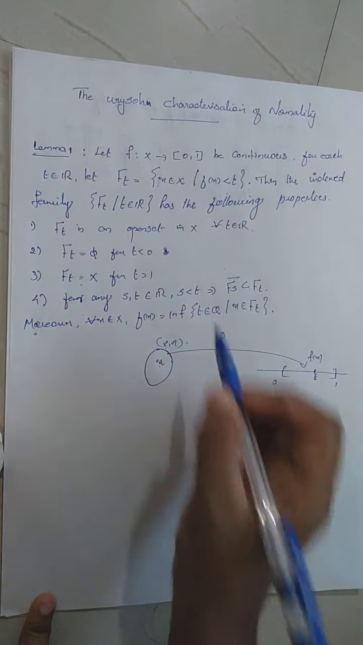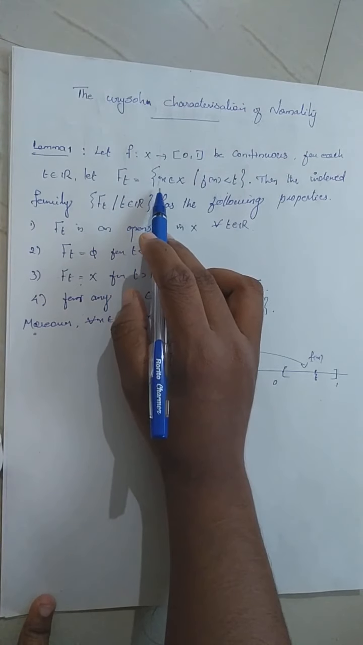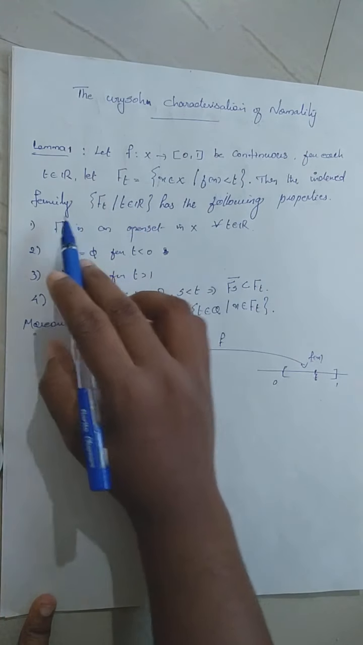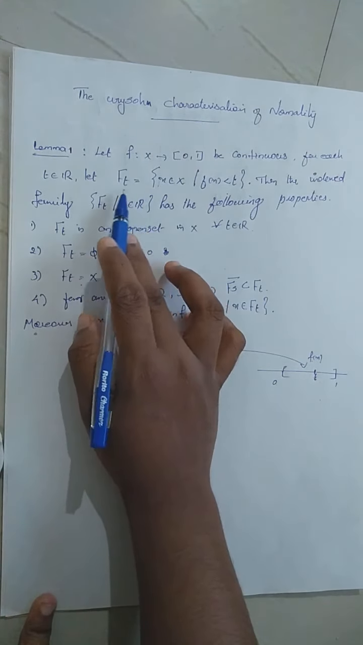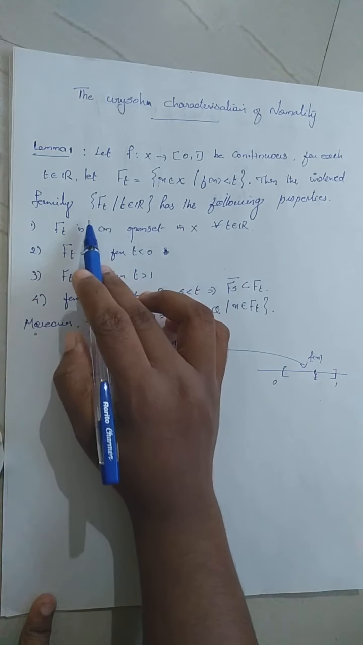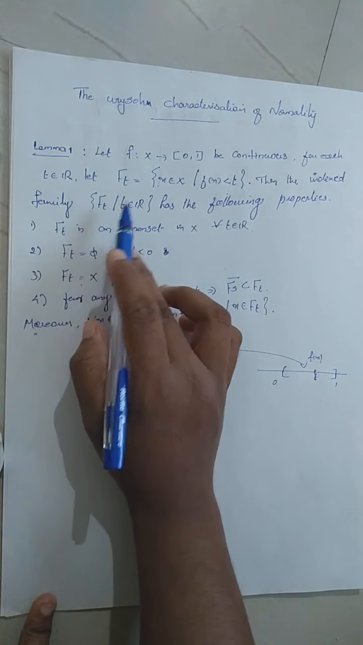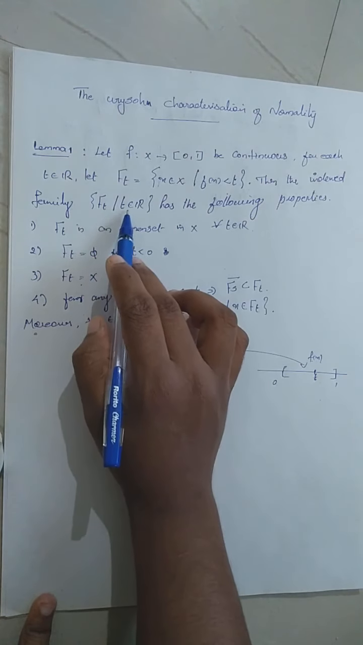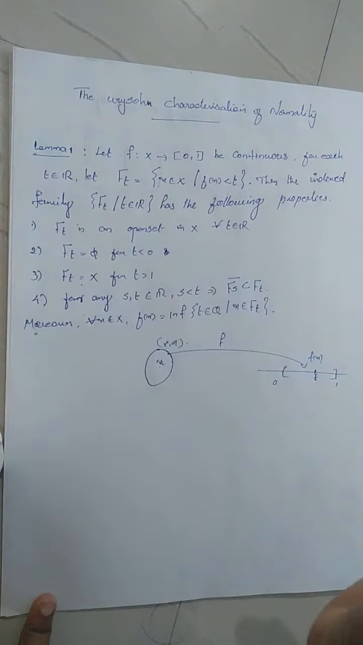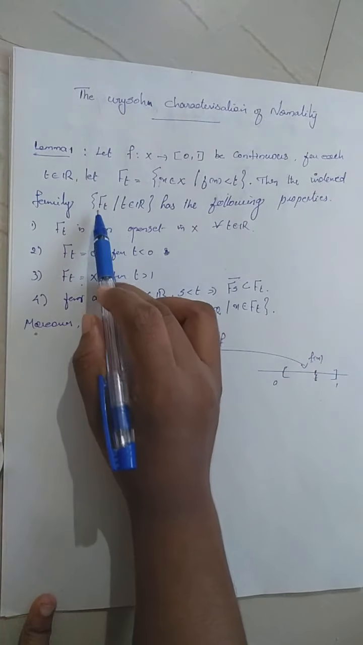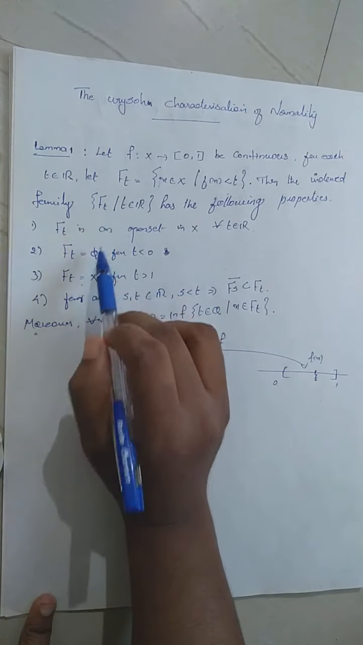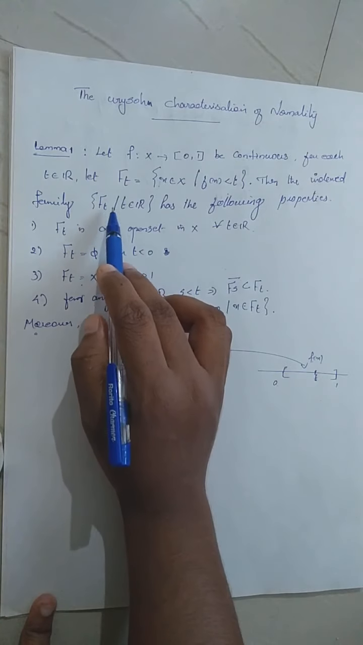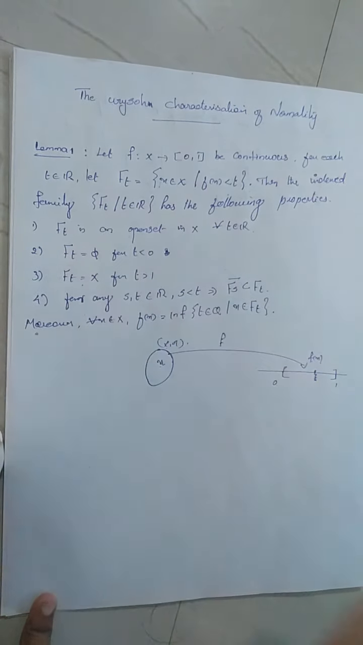Then this collection may have infinitely many elements, so this is an indexed family. Corresponding to these f_t, we can consider the infinite family, or indexed family, of f_t for t in R. Since it has elements that are sets, we can call it an indexed family. Then this collection or family has the following properties.